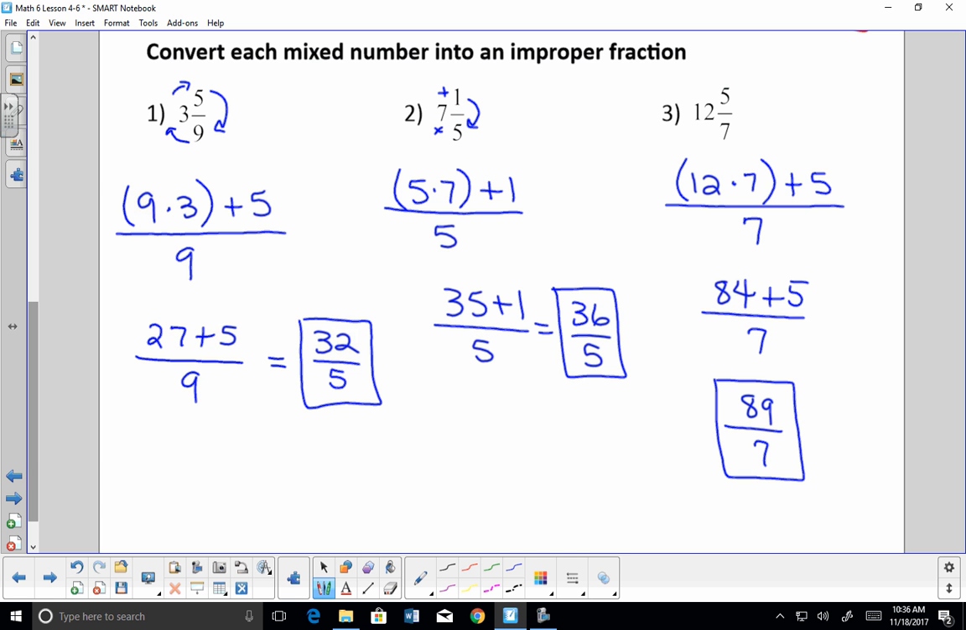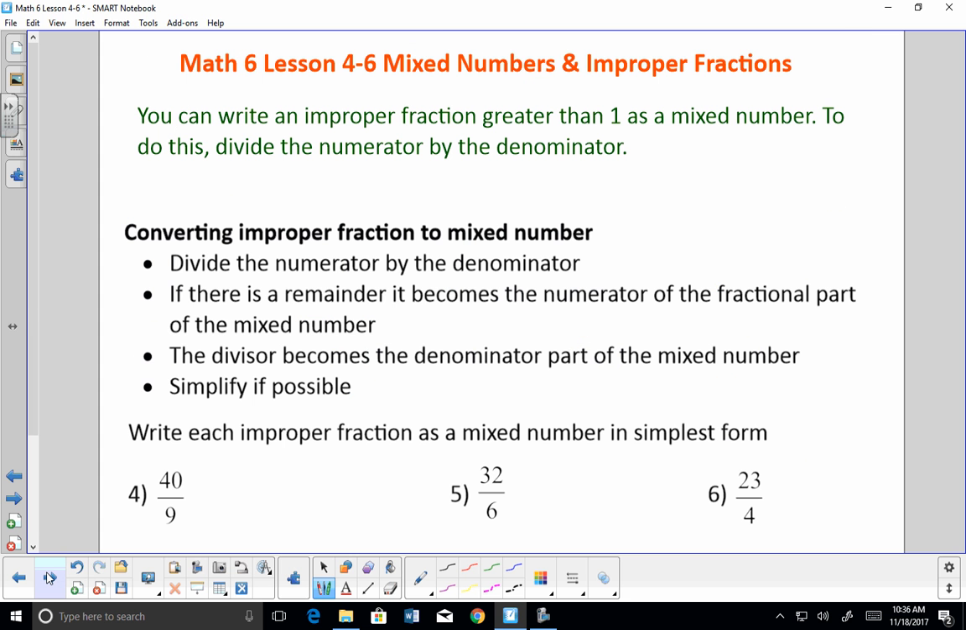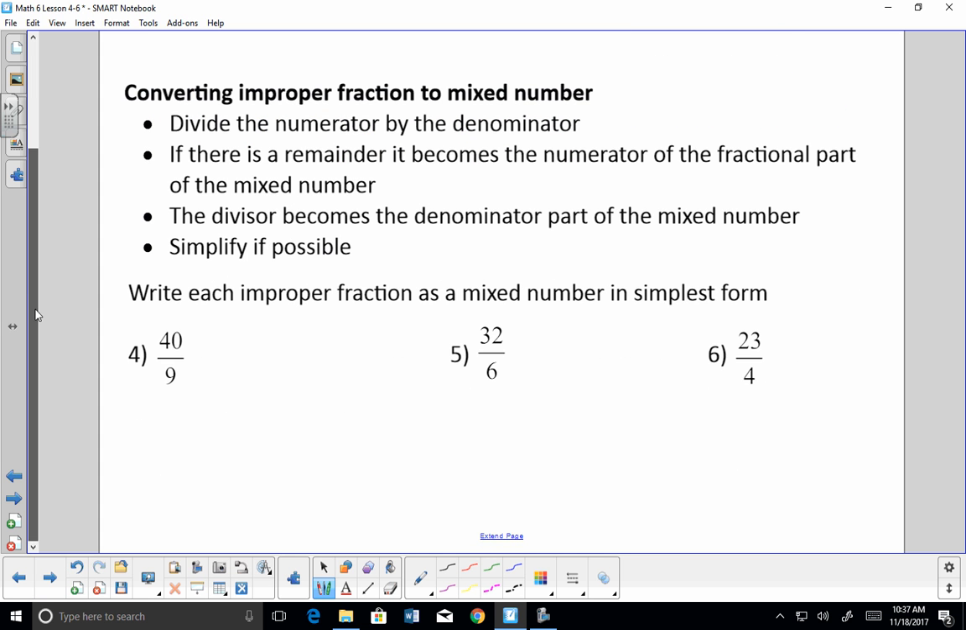But you also have to be able to do the opposite of this. You also have to be able to convert an improper fraction back into a mixed number. To do this, we'll divide. Converting an improper fraction into a mixed number, you divide the numerator by the denominator. In other words, divide the bottom number into the top number. Okay, bottom into top. Okay, if there's a remainder, it becomes the numerator of the fractional part of the mixed number. The divisor becomes the denominator of the mixed number, and then you simplify if possible.